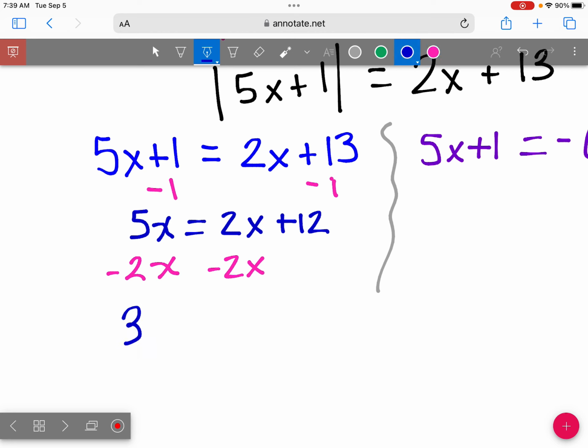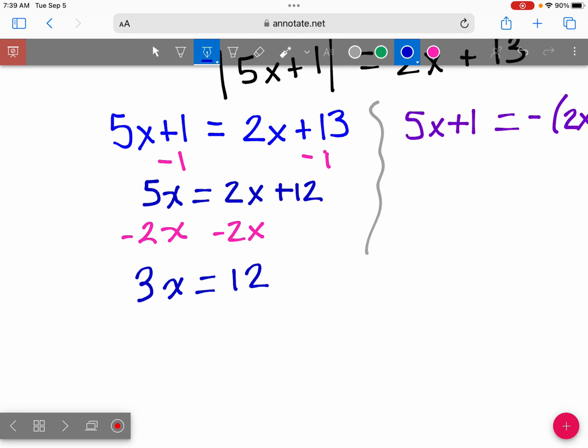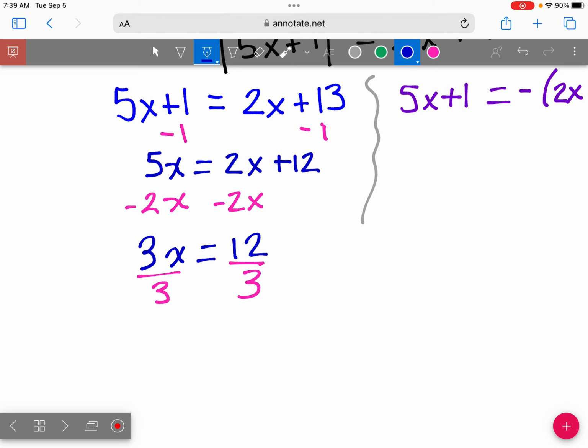Giving us 3x equals 12. Whew, and we're almost there. Divide both sides by 3. So our first option for a solution is that x equals 4. Whew, a lot of work. And that's only one of our solutions. We've got to do the other side as well.